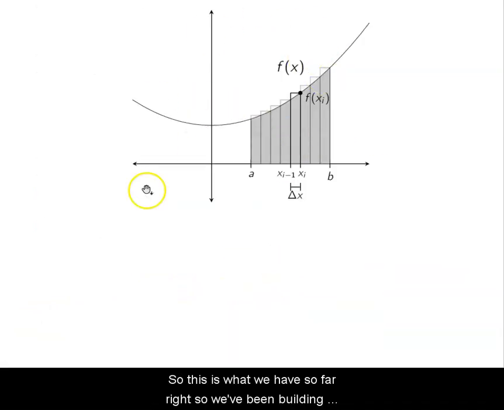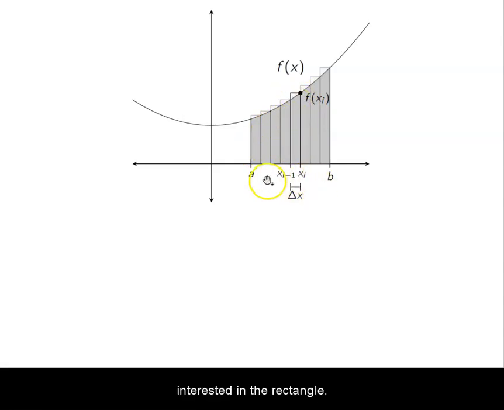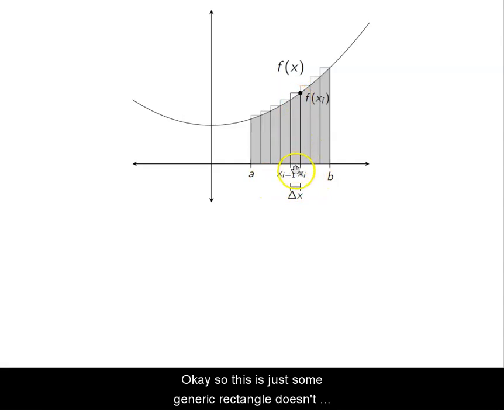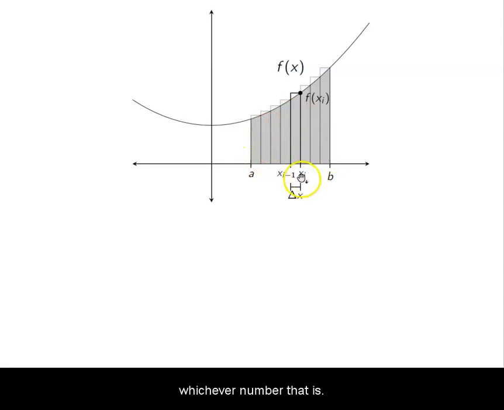Okay, so this is what we have so far, right? We've been building this up piece by piece. I have my interval from A to B. I'm using n rectangles. I know that there's 8 here, but that's only so we can kind of see what's going on. If I'm interested in the ith rectangle, this is just some generic rectangle. It doesn't mean it's actually the 5th one. It's the ith one, whichever number that is. The right endpoint is given by xi. The left endpoint is given by xi minus 1, right? So this would be the 5th x value, the 4th x value if we were actually counting.